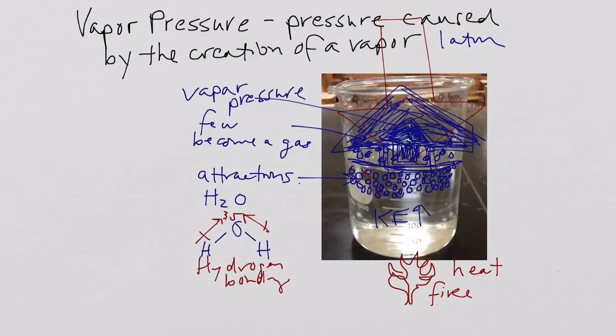And once you finally get to the point where your vapor pressure, that's one big arrow going up, equals the atmospheric pressure, there's nothing else holding those liquid molecules behind. They can all become gas. And what happens when they can all become a gas? This point is your boiling point.